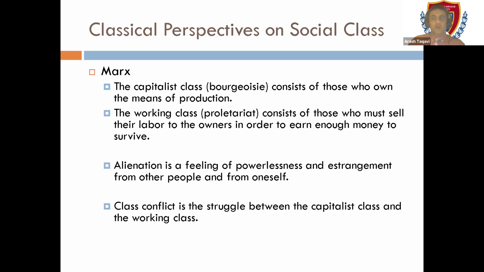Marx talked about two social classes, owners of the means of production, so-called bourgeoisie, and the working class, so-called proletariat. The proletariat, the working class, consists of those who must sell their labor to owners in order to earn enough money to survive. Also, I think it is an extremist view on social class because Marx says, yes, the working class only wants to stay alive. Well, it is a joke.